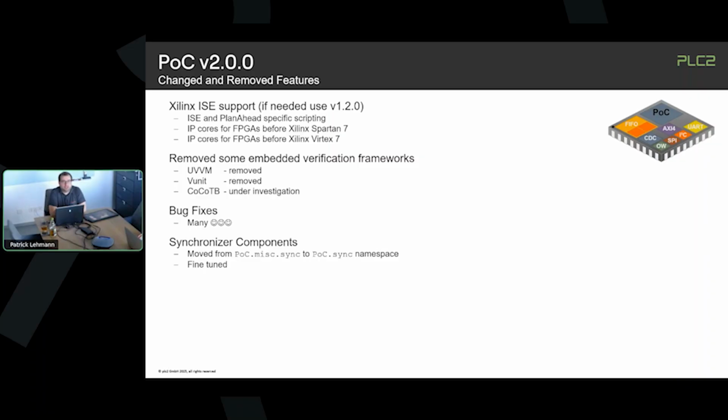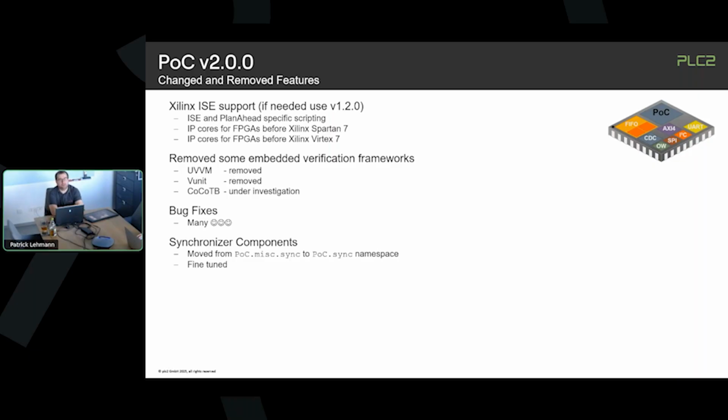Other changes from the old library include dropping some support. So we dropped Xilinx ISE support. The last release of Xilinx ISE was 2013. So 12 years later, we are now dropping support for ISE, PlanAhead, and some devices from the series before 7 series. So Spartan-7, Virtex-7, Kintex-7 are still supported, but everything older is for now kicked out. If you need this, you can still download version 1.2 and you get it as it was before.